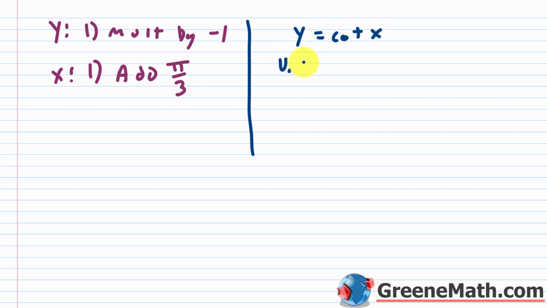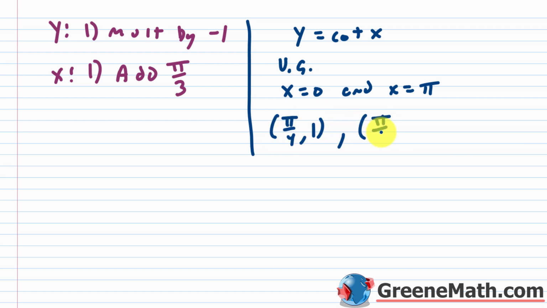You have for the vertical asymptotes there, x equals 0 and x equals pi. And then you have the point pi over 4, comma 1. You have the point pi over 2, comma 0. And then you have the point, which is 3 pi over 4, comma negative 1. So all I'm going to do is I'm going to take these x values, and I'm just going to add pi over 3 to each one.